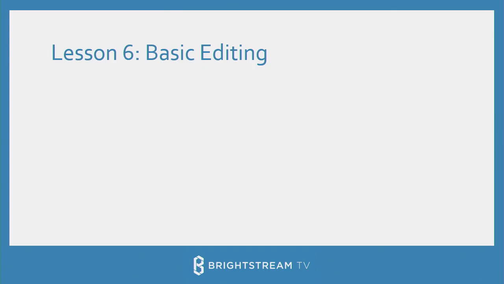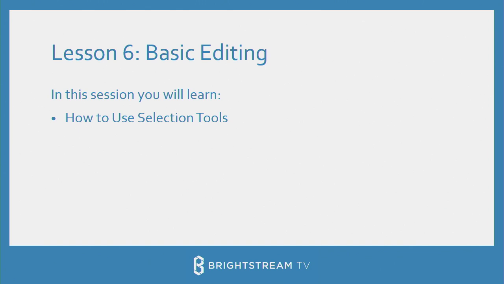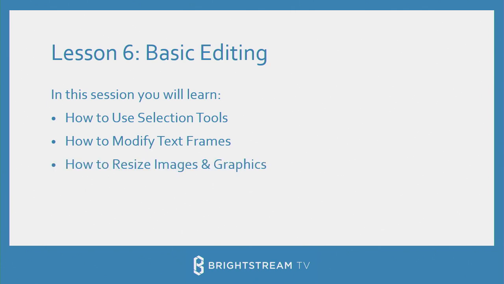Okay, so now that we have these graphics in here, let's take a look at some of the other options that we have. So now we're going to get into some of the basic edits that we can perform in here. Some of these we've already seen, but let's take a look at how to use the various selection tools. We actually have two different selection tools. I want you to understand the difference between those two and when to use them. And then we're going to show you how to modify the text frames and what happens to the text inside of them. We're going to show you how to resize images and graphics and what happens to those, and, as you've already seen, how to align these objects.